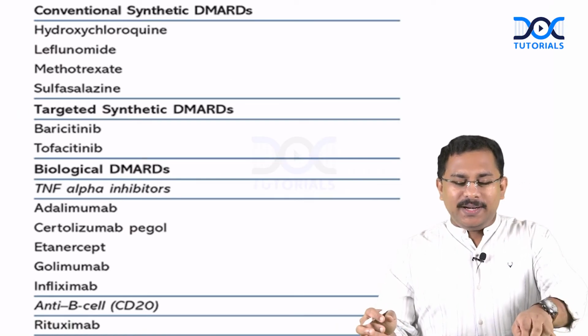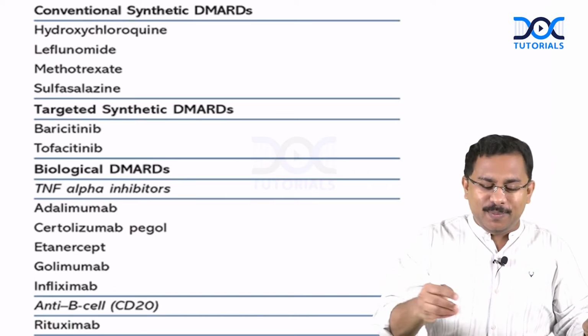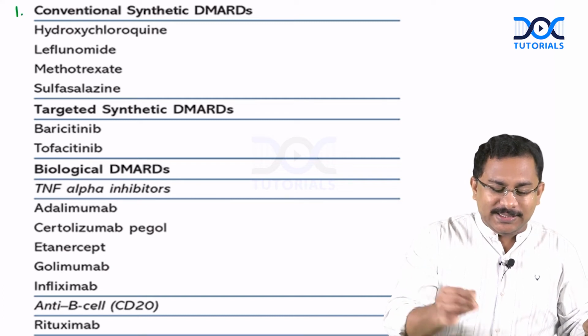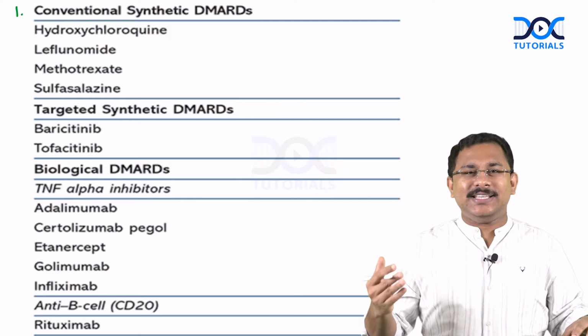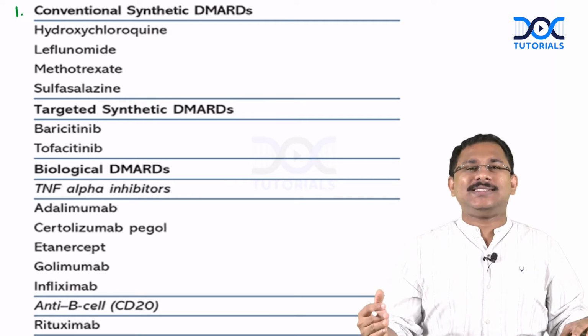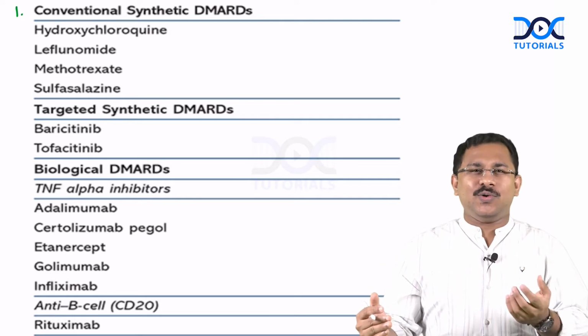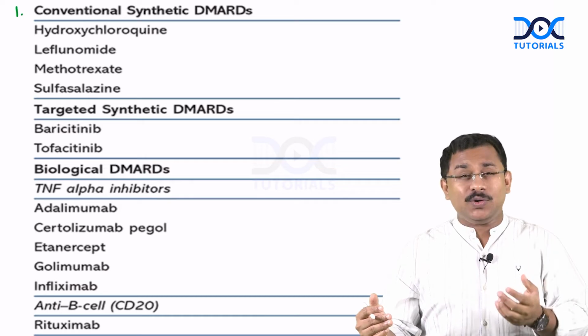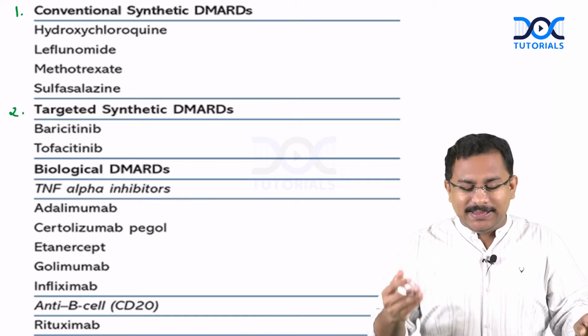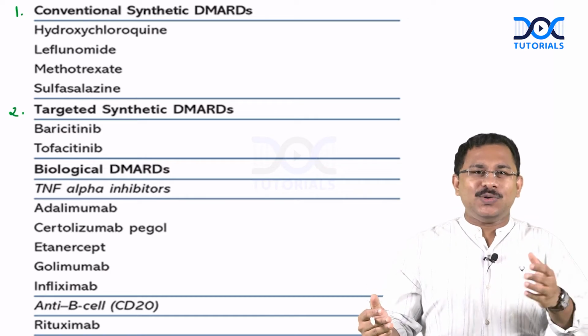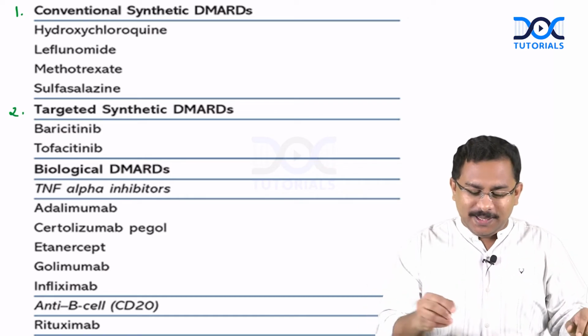So you see the different classes of agents available for treatment of rheumatoid arthritis. Number one, you have the conventional synthetic disease modifying anti-rheumatic drugs, which include hydroxychloroquine, leflunomide, methotrexate, sulfasalazine. Then you have the targeted synthetic DMARDs, which include baricitinib and tofacitinib.